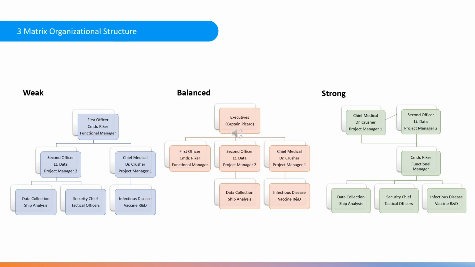There are three matrix organizational structures: weak, balanced, and strong. Assuming that all of these structures roll up to Captain Picard because he is the shareholder, he's the executive, we can look at the weak organizational structure and see that the functional manager has more power than both project managers. In a balanced organizational structure, the functional manager has as much power as the project managers. And in a strong matrix organizational structure, the project managers have more power than the functional manager. Therefore, they have more say over the direction of the project.